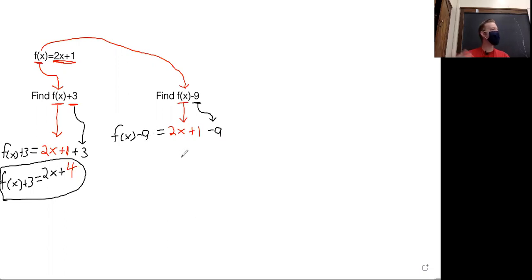Now, once again, I need to simplify. I see that 1 and 9 are like terms, so I can do 1 minus 9 in order to get negative 8, but that 2x is going to stay the same for right now. So now I have 2x minus 8. So I can say that f of x minus 9 is equal to 2x minus 8.